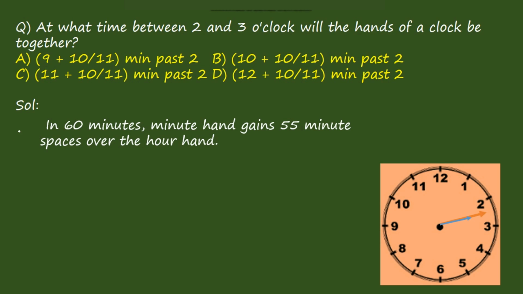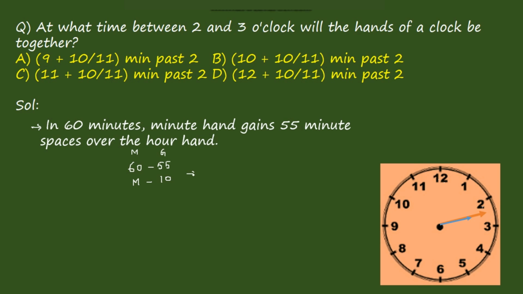For this one, the basic point you have to know is that in 60 minutes the minutes hand gains 55 minutes. This is a minute gain, right? So from 12 it should go to 2. It gains 10 minutes, right? In how many minutes will it gain 10 minutes? We have to find it out.